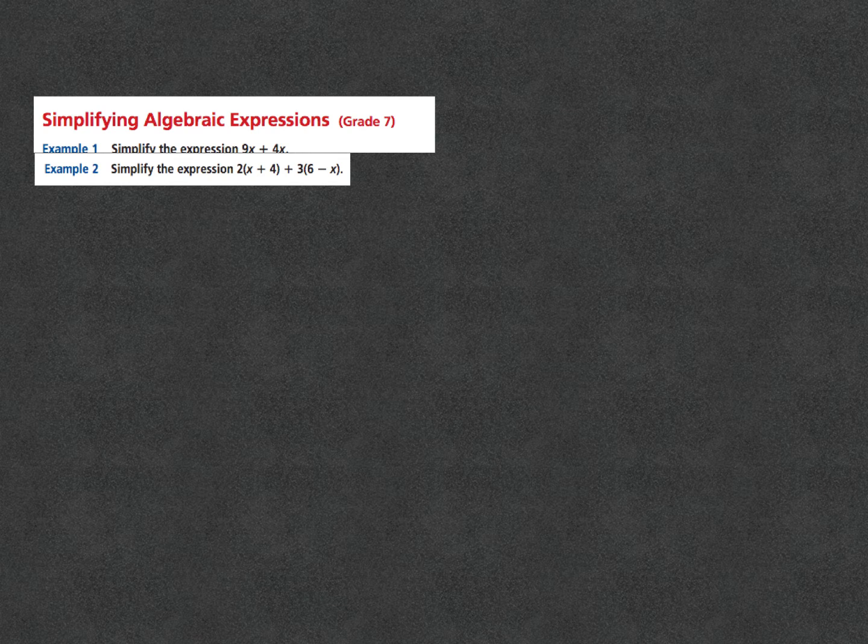All right, for this problem, what you guys are going to be doing is simplifying algebraic expressions. It says grade 7 next to it because that is something that was taught in grade 7. But some tips for simplifying and or solving.